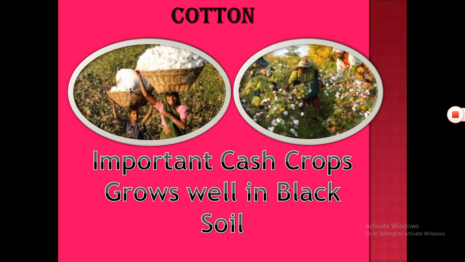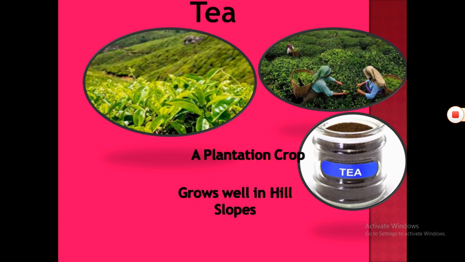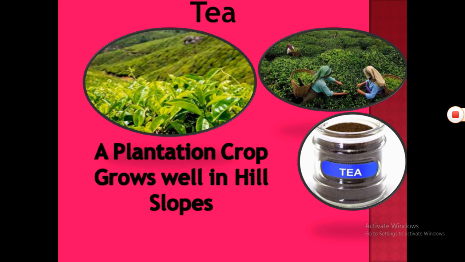Fifth one, tea. Tea is an important plantation crop. It requires heavy rainfall, but at the same time waterlogging is harmful. Children listen. Tea requires heavy rainfall, but waterlogging is harmful. Logging means കെട്ടി നിൽക്കുക, വെള്ളം കെട്ടി നിൽക്കുക. So, tea grows well in hill slopes with high annual rainfall. Tea is cultivated in Assam, Darjeeling and in the Nilgiris.